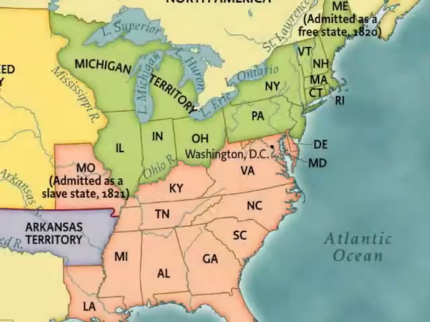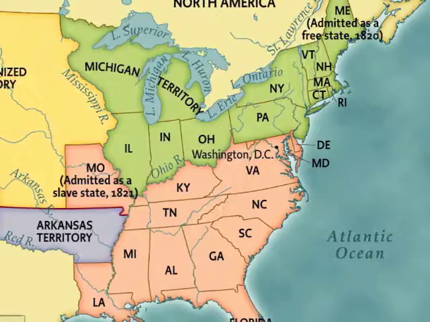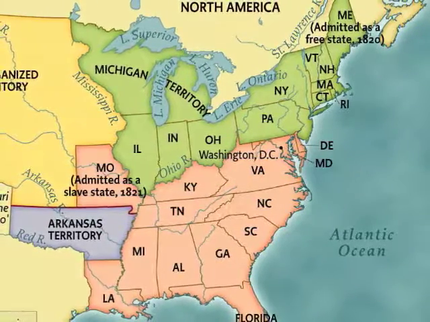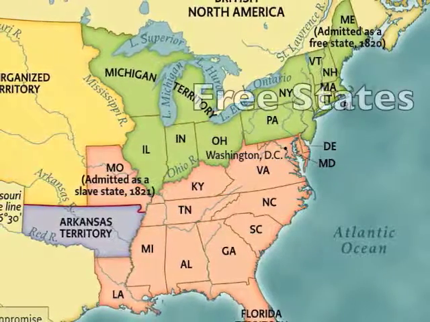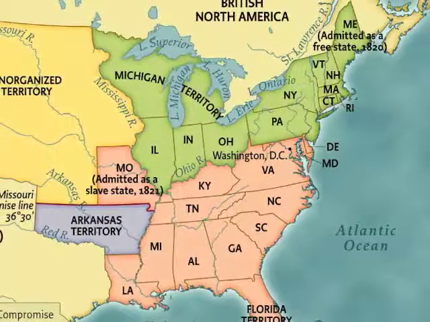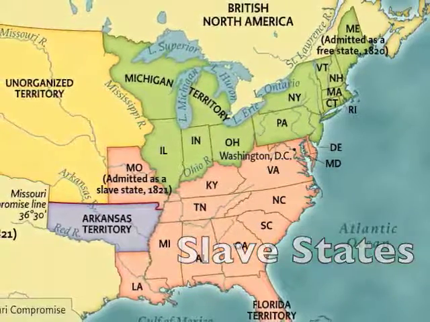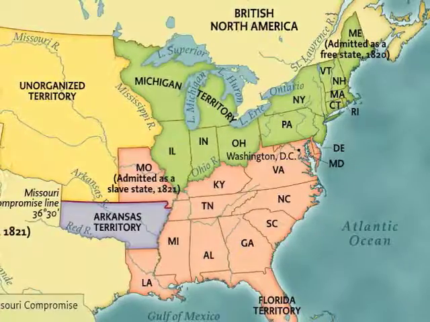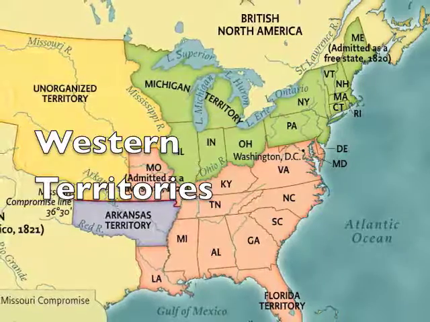Okay, now let's take a really careful look at this map of the United States in the 1820s. You'll notice that there are some states that are colored green and some states that are colored light red. The green states are those areas where slavery was not legal, and the light red states are those states where slavery was practiced and was legal. But notice on this map that there's a lot of areas where there's not even states formed yet. These are called the Western Territories.